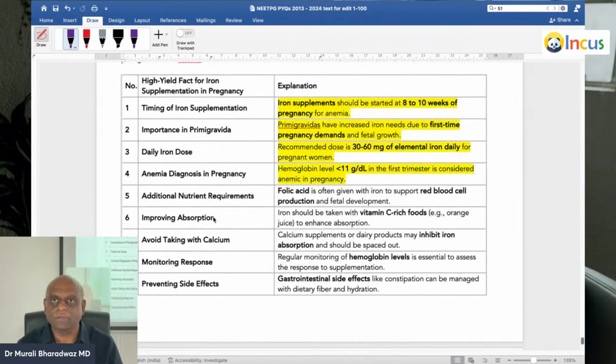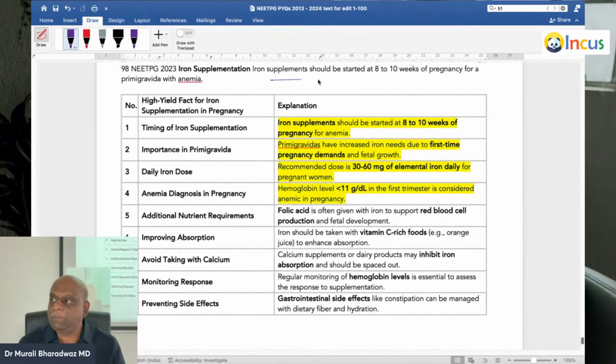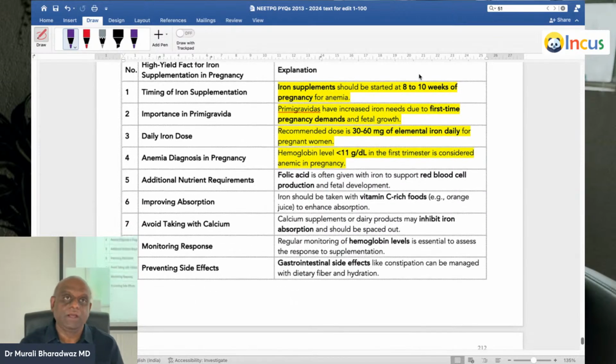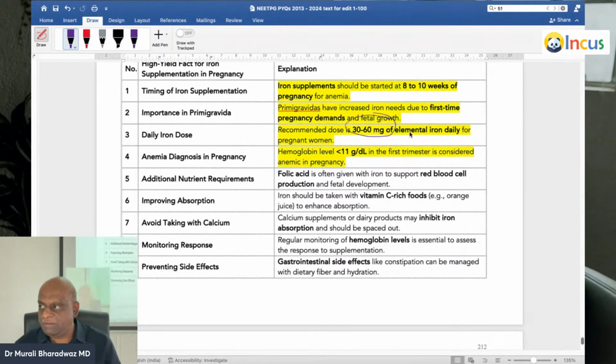Now, iron supplement should be started within 8 to 10 weeks of pregnancy for a primigravida who is having anemia. So what is the recommended dose? 30 to 60 mg of elemental iron for pregnant women. And with the iron supplement, typically we need to target a hemoglobin level of more than 11.